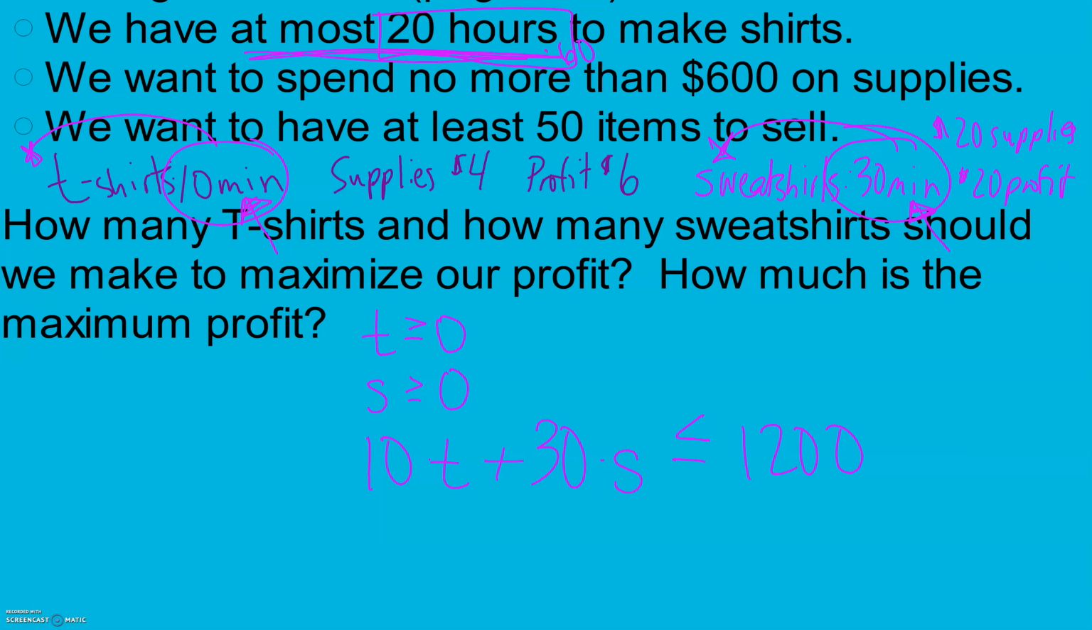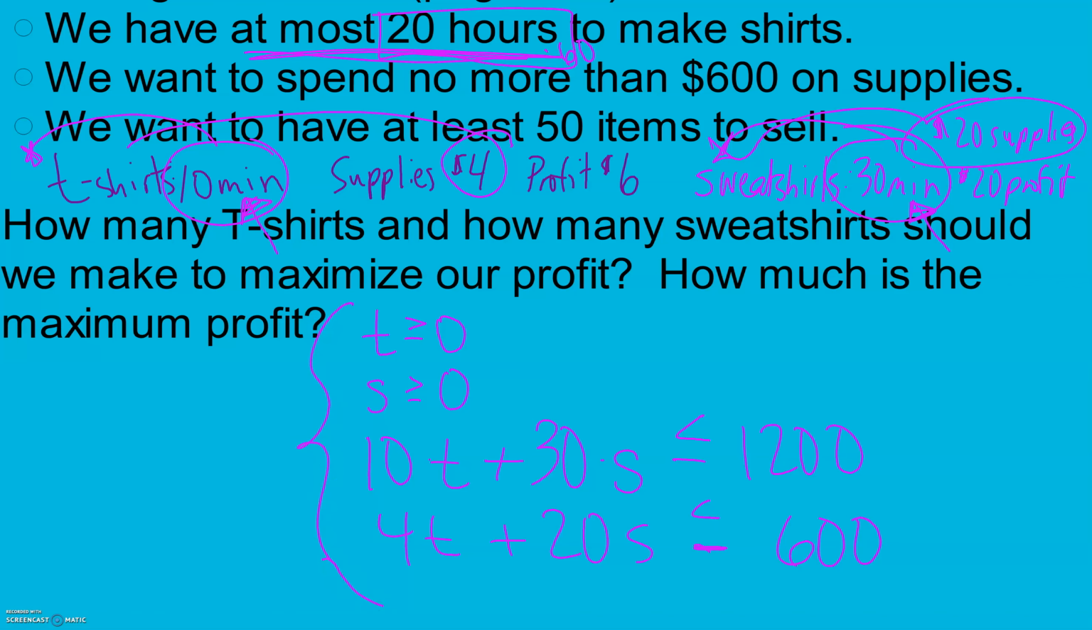Okay, we want to spend no more than $600 on supplies. Well, supplies for t-shirts are $4, and supplies for sweatshirts are $20. We want to spend no more than $600. So here we could spend exactly $600. We could spend $500. We can't spend $700. So we could spend less than or equal to $600.